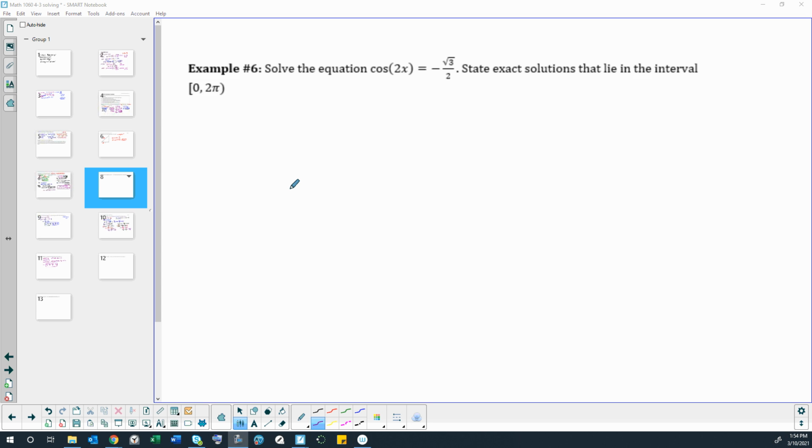Section 4.3, example number 6. This is the fun stuff. This is what everything has been leading up to. So we're going to start solving equations.